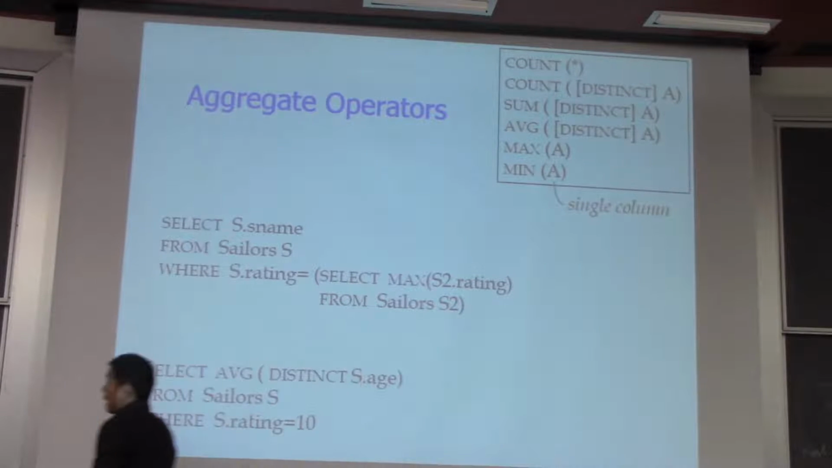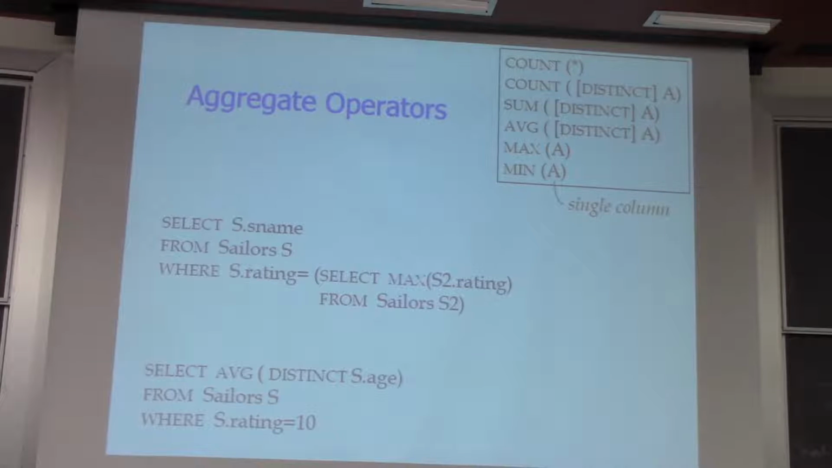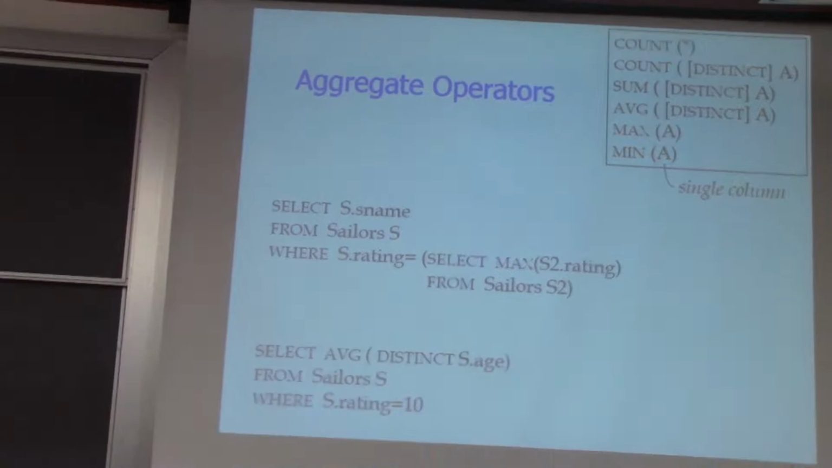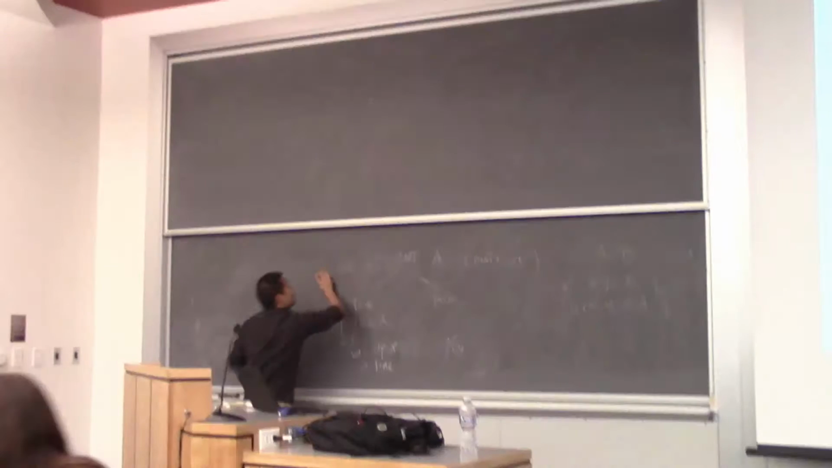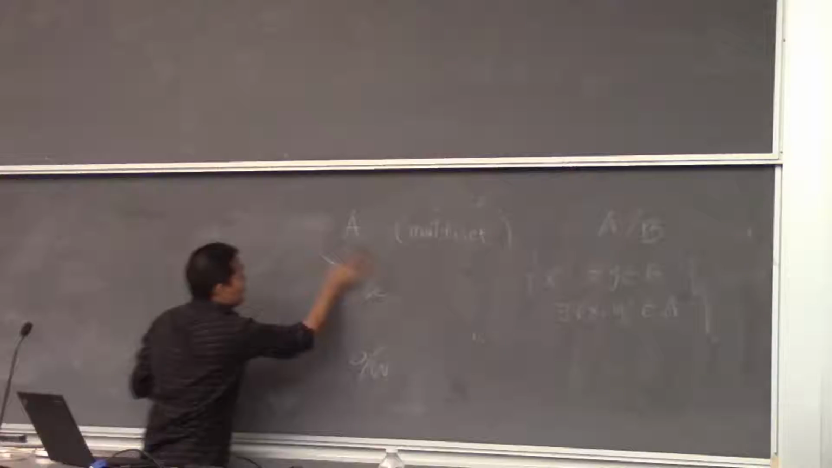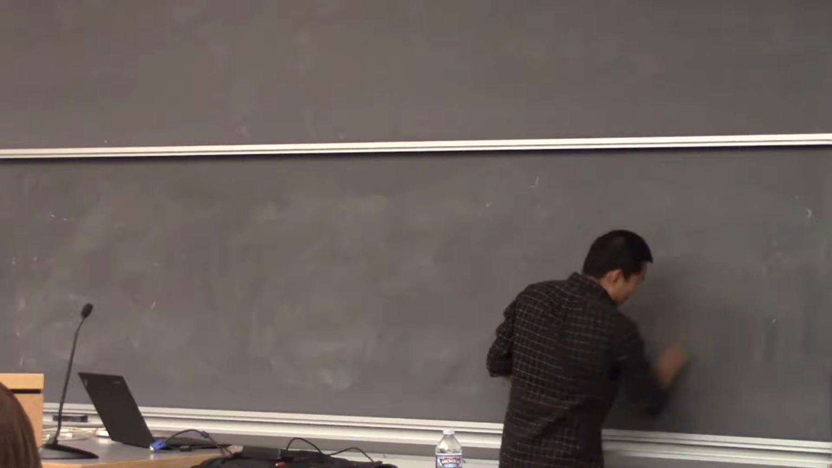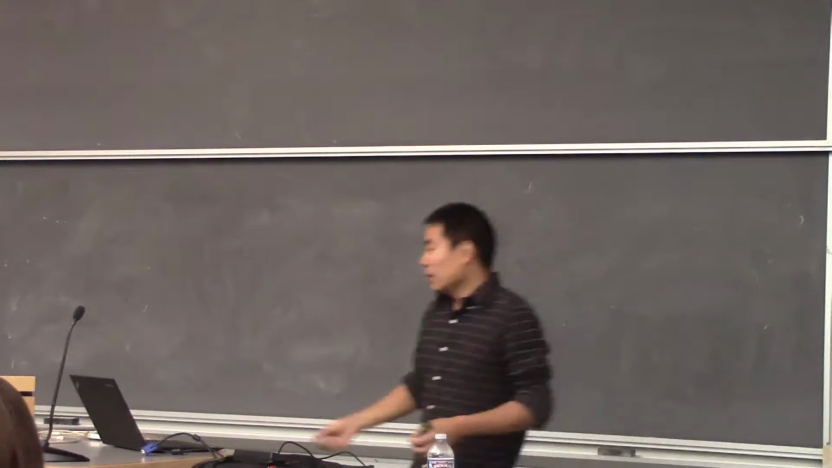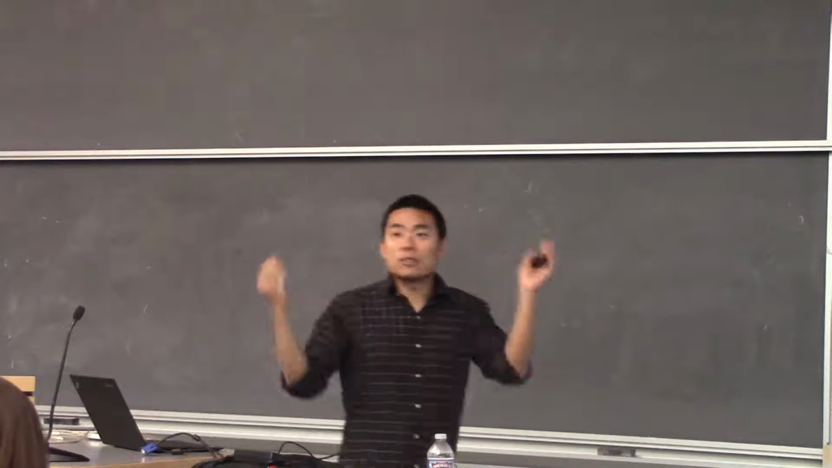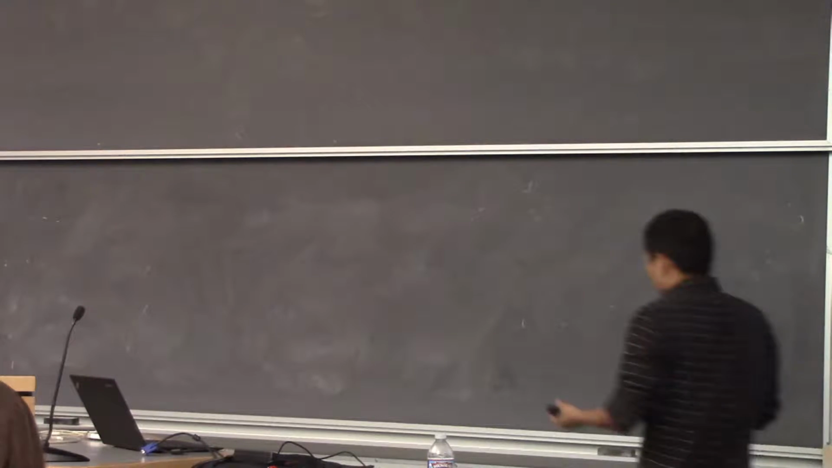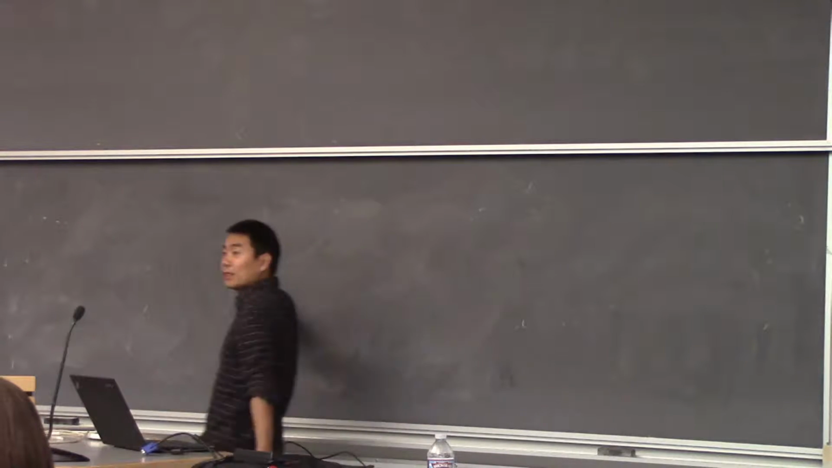Now, with aggregation operators, there are some interesting results that we need to go over. How do we find the name of, let's say, the oldest sailor? The name of the older sailor, or name of the younger sailor. How do you do that? Well, you may be tempted to do the following. This could be it.